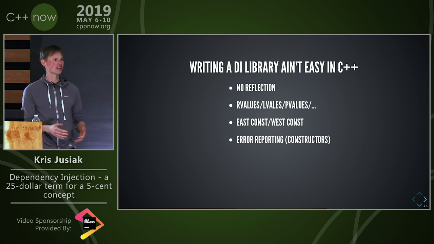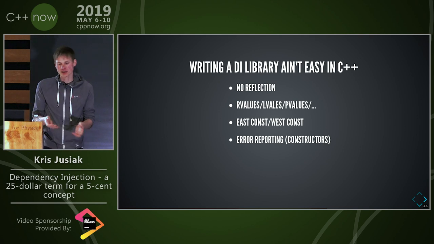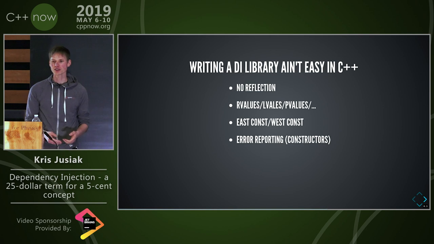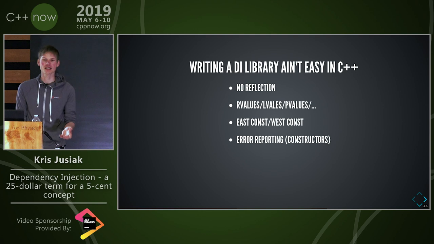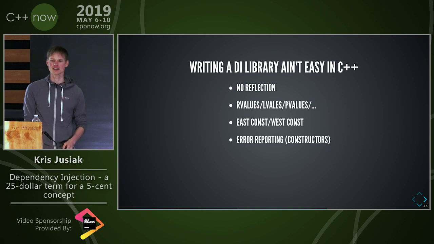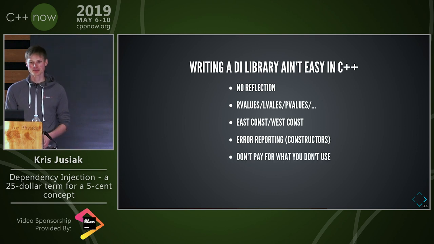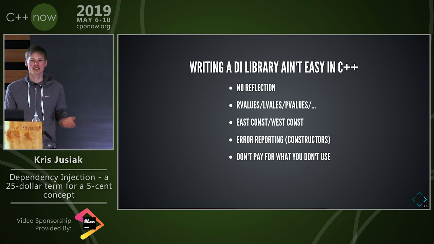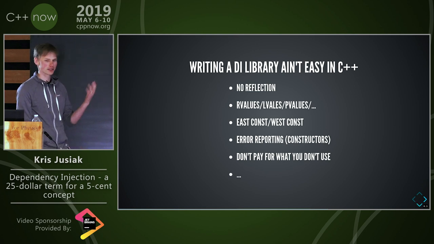Error reporting is usually the worst part. We create the objects, so we deal with constructors, because DI is about constructors, and it's harder to use something like expected. Usually we end up with exceptions or other problems. And we don't want to pay for what we do not use, right? So it's basically how to make that happen. All of that is kind of difficult. And there are other problems.